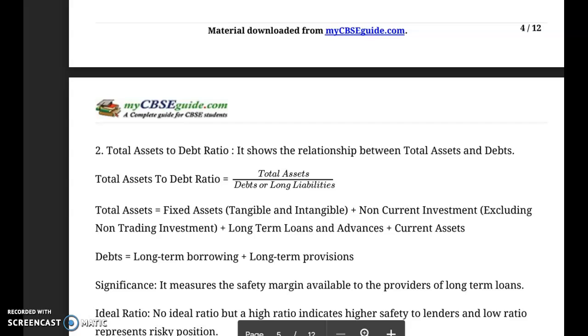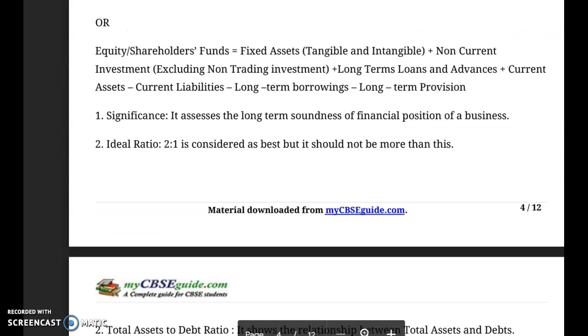Say another example, total assets are 5 lakh and the long-term liabilities are 2 lakh. So it amounts to 2.5:1. So it is a risky proposition as compared to the previous example where the total asset to debt ratio is 5 times. So this way we will also calculate this ratio, that is the total asset to debt ratio.